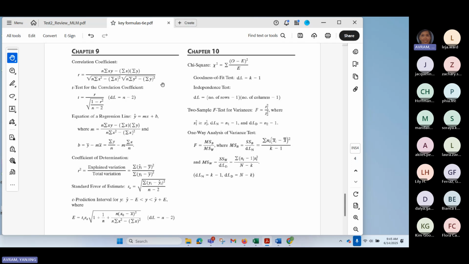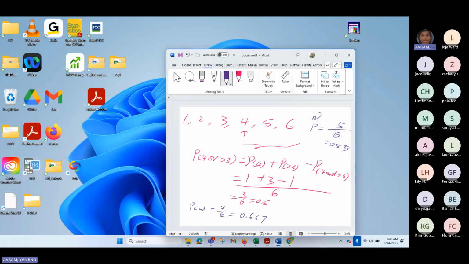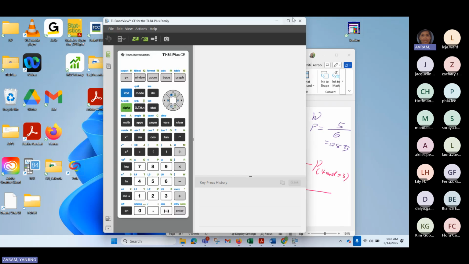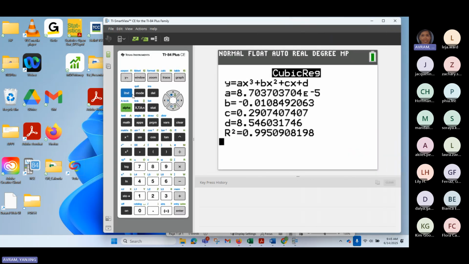There's a video from the textbook that goes through all the detail, but we don't really require you to use this formula. We're just going to use the calculator to find the linear regression equation. If anyone still remembers how to input the data, I showed you how to do the scatter plot last time using the TI calculator.